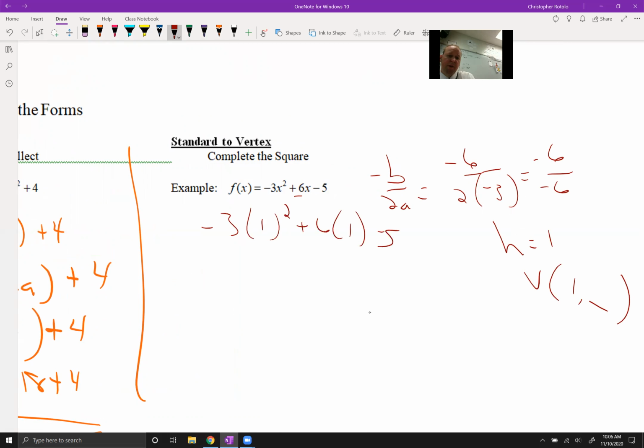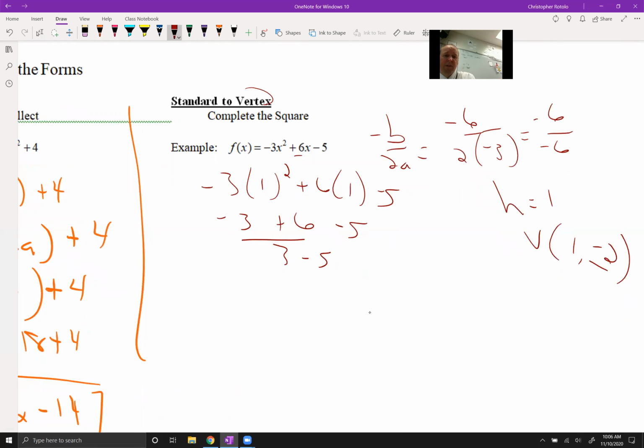So 1 squared is 1. 1 times -3 plus 6 minus 5. All right, these will always be half of each other. So I get, not 6, I get 3. So I get -2, so the vertex is -2.